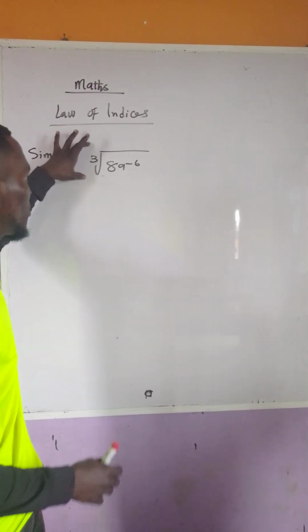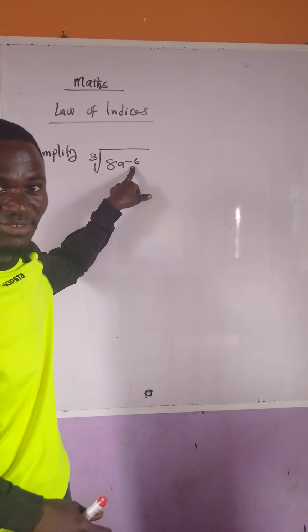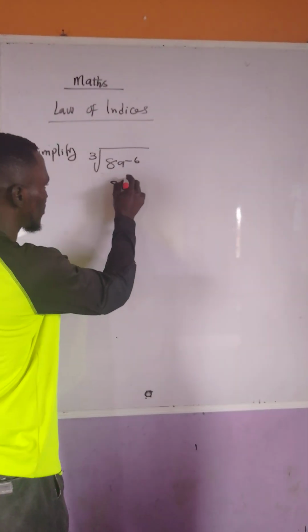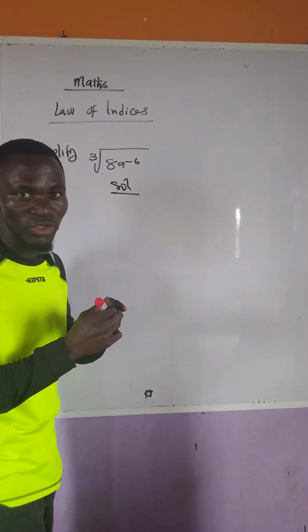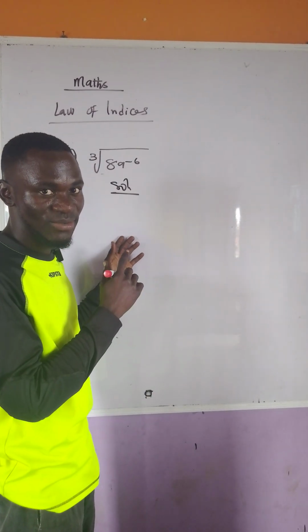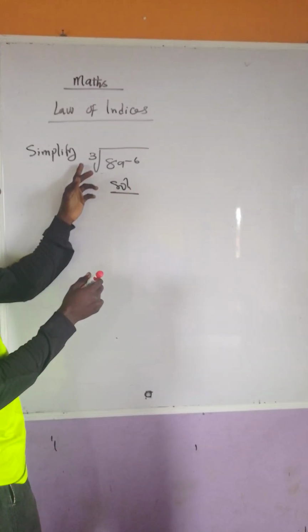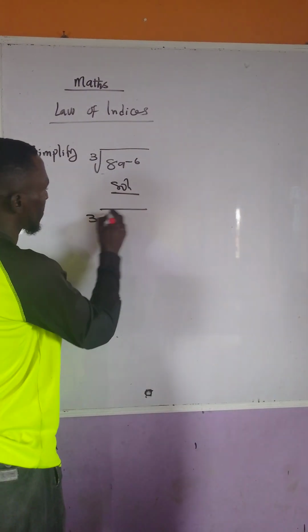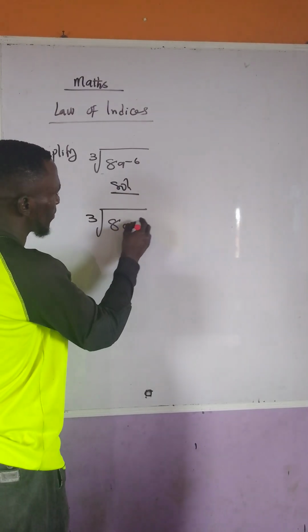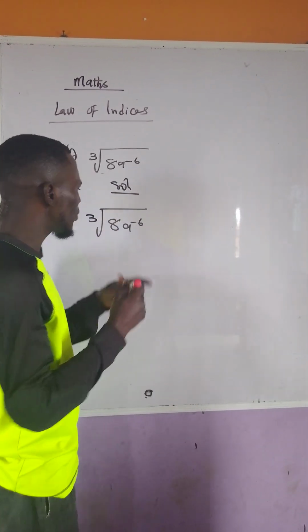Let's consider another question. You have to simplify the cube root of 8a to the power of minus 6. This kind of question, you need to be very, very careful when solving it. So let's go. We have to simplify the cube root of 8a to the power of minus 6.